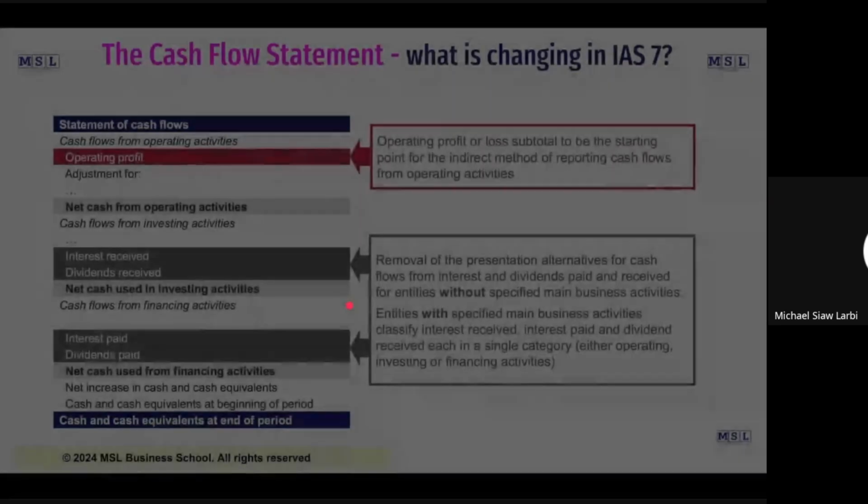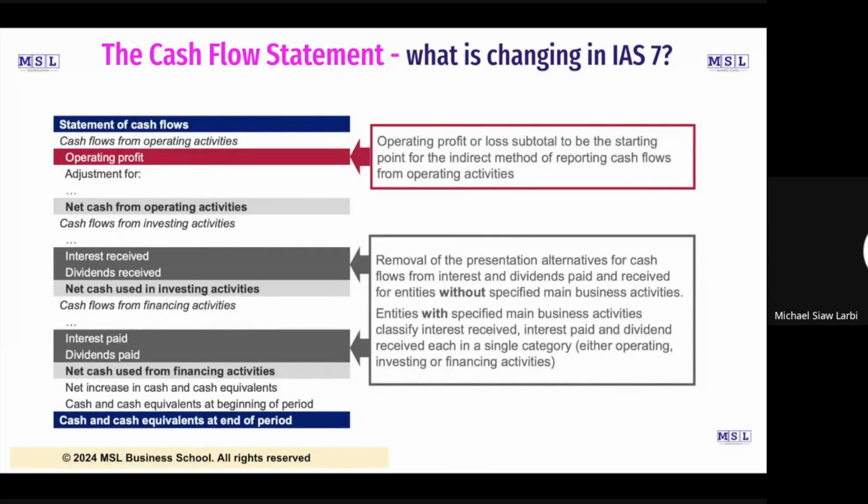Okay. Then, so this is how it will look like. Everybody starts with operating profit. Your interest received, dividend received becomes what? Investing activities now. Interest paid, dividend paid is under financing activities, clearly, right? Apart from that, the cash flow still stays the same. You have the same element. It still has 3 sections, but these are the material changes.